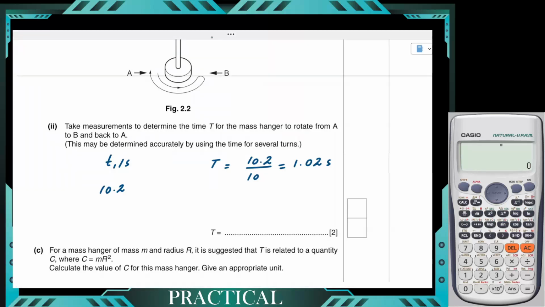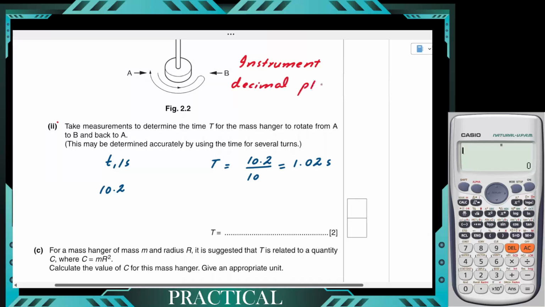The other rule, which is very important, is that whenever you're taking a reading through an instrument, through an apparatus, you have to be careful with the decimal places. And for a stopwatch, we are fine with 1 decimal place. No need to go beyond it. You can go with 2 decimal places, but 1 decimal place would be fine. So for a stopwatch, for time, 1 dp would be fine.